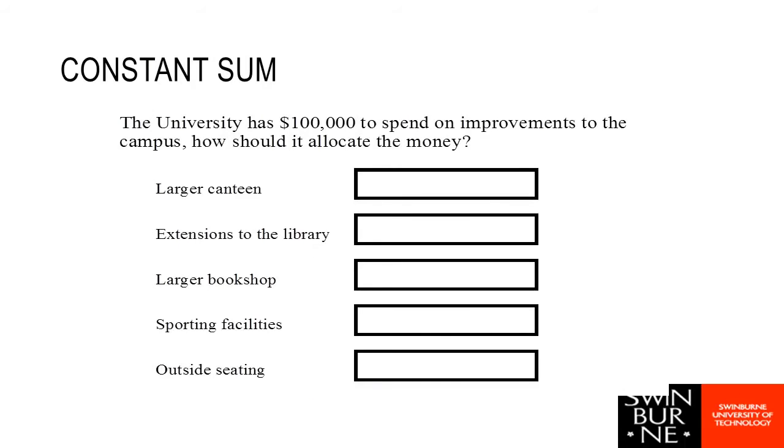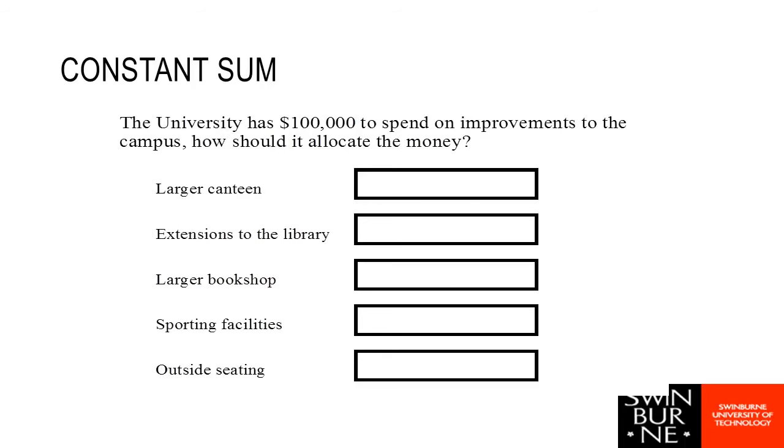Our next one is what we call constant sum. With a constant sum, we're given a particular number, and we have to disperse this number between groups. In this example, we've got the university as $100,000, and we're indicating where that money should be spent. In a way, we're showing our preference for the spending, but in a slightly different way.